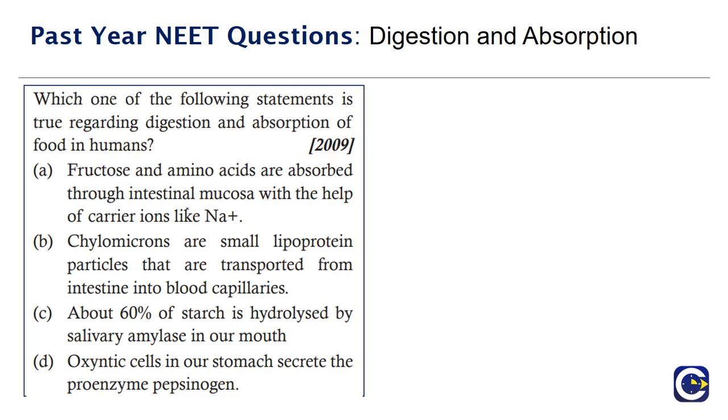Okay, so we'll start with the wrong ones. Fructose and amino acids are absorbed through intestinal mucosa with the help of carrier ions like Na+. So this is correct only.